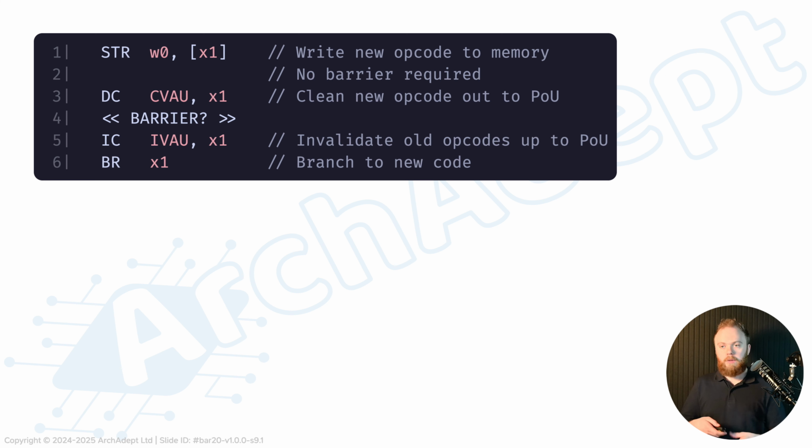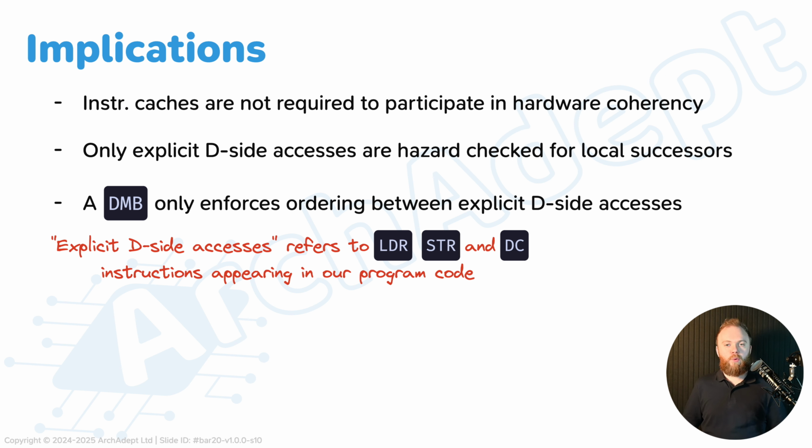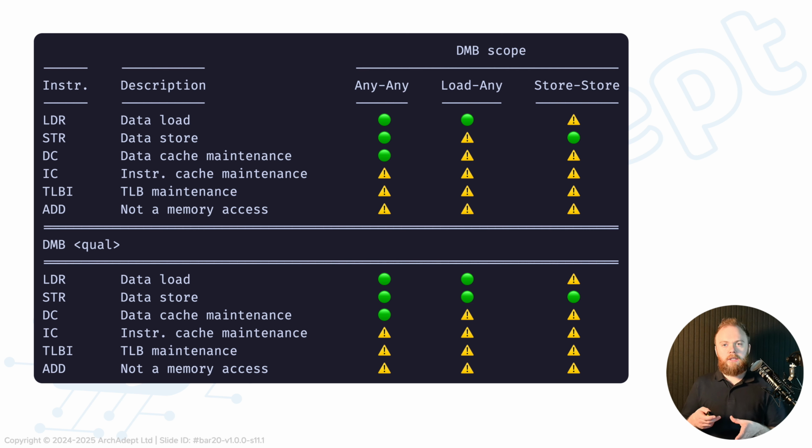Okay, fair enough. So we'll need a barrier here. And wherever we need a barrier, we'll use a DMB, right? Well, now we've run straight into the third of our three implications, that being that a DMB only enforces ordering between explicit D-side accesses. The instruction cache invalidate is not an explicit D-side access, it's an explicit I-side access, meaning a DMB is not enough to guarantee sufficient ordering here. Indeed, let's take a closer look at what a DMB actually guarantees us.